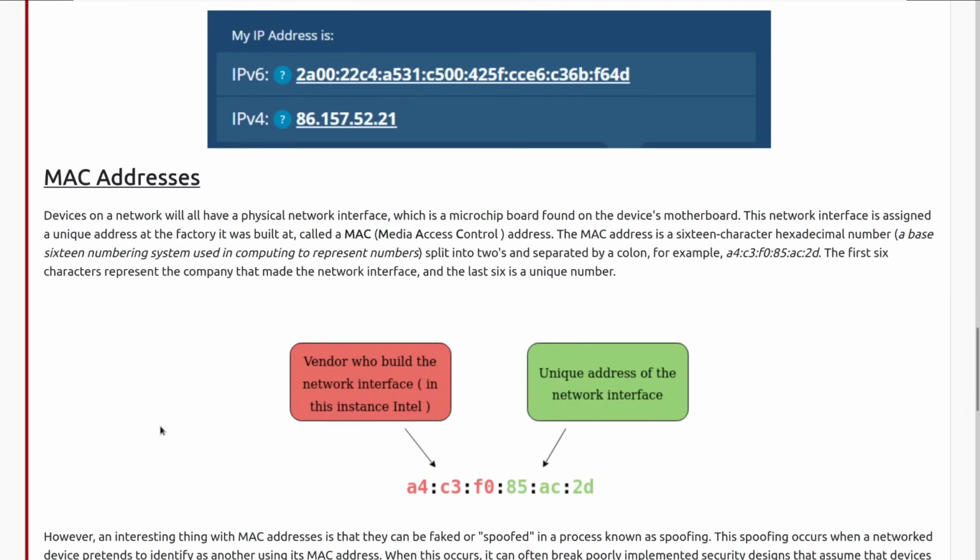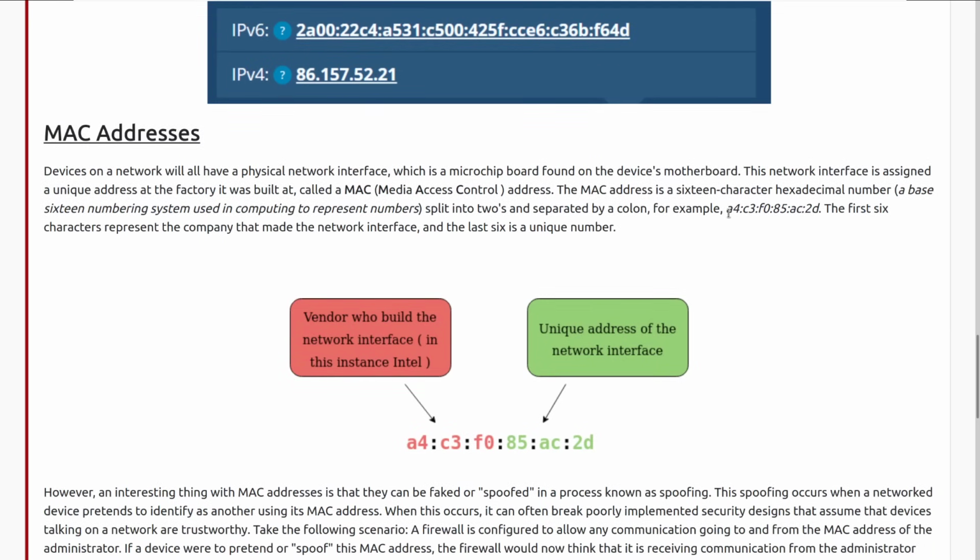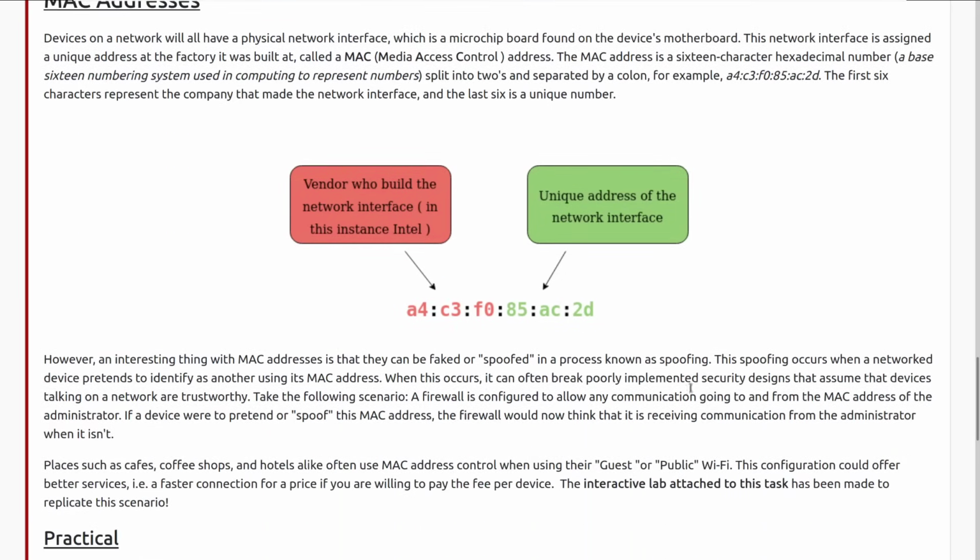The odds that you're going to have two devices on the same network that have the same MAC are a very, very, very infinitesimally small chance. Big businesses can run into this every once in a while, but it's pretty rare. The MAC address is a 12-character hexadecimal number, a base 16 numbering system used in computing to represent numbers. You can see that this is hex, base 16, where it rolls over from 9 and starts A, B, C, D, E, and then F is the last one. This is an example of a MAC address, with 6 groups of 2. The first 6 characters represent the company that made the networking interface, and the last 6 are, in theory, a unique number. You can see that broken apart down here.